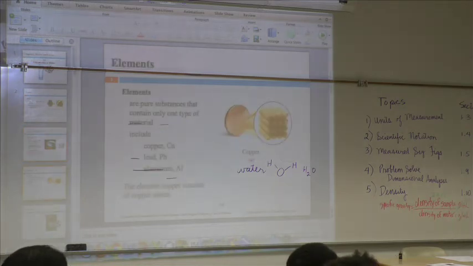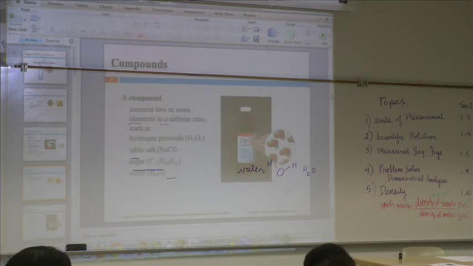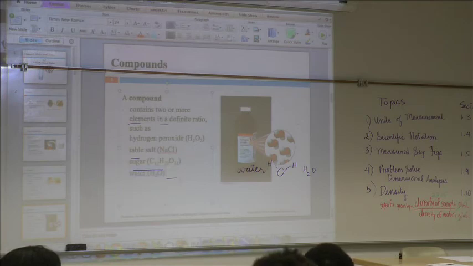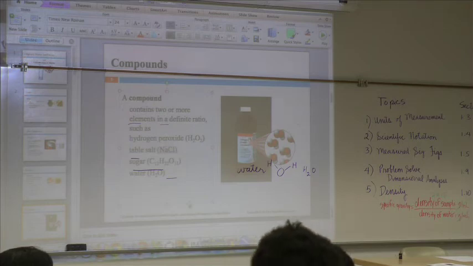So here are some examples of elements, right? Copper, Cu, lead, Pb, aluminum, Al. A compound could be water, or it could be sugar. C12H22O11, that's our table sugar. That has glucose and fructose in it. It's a disaccharide. Okay? Then we have table salt, sodium chloride, and you're familiar with hydrogen peroxide. Okay, so those are compounds.